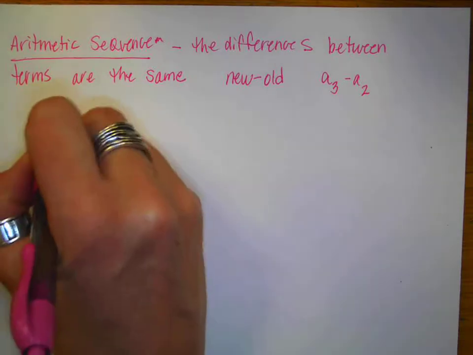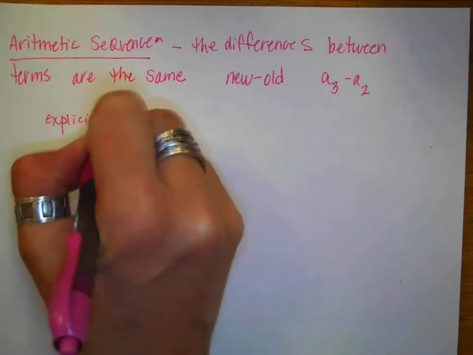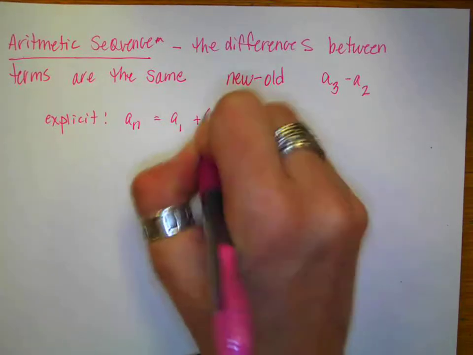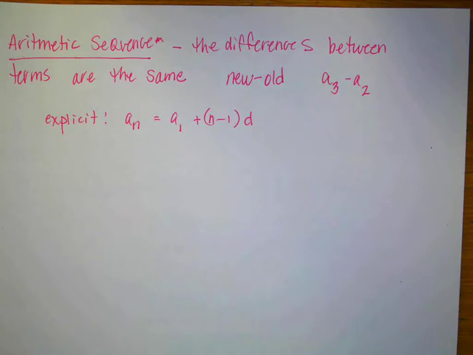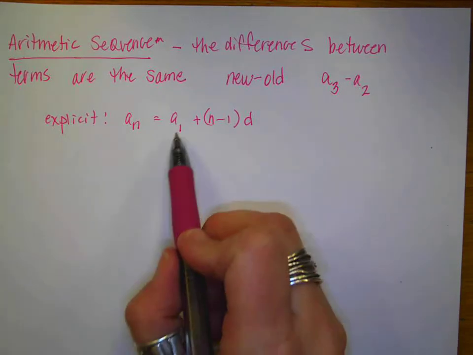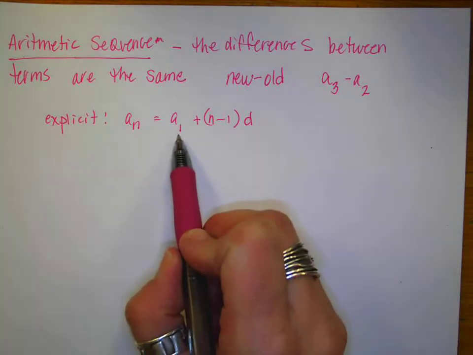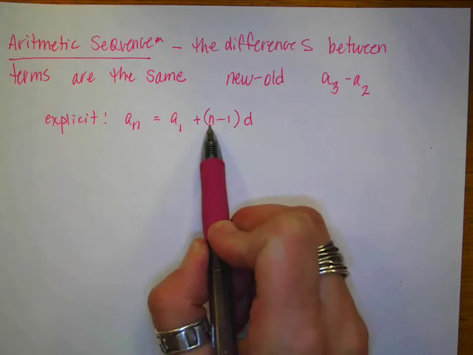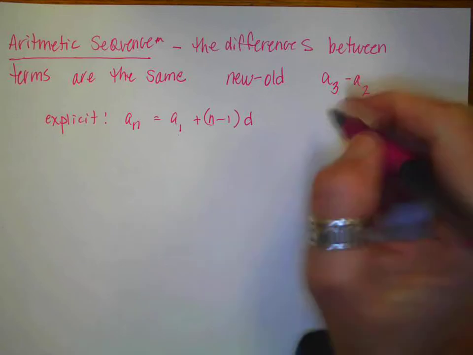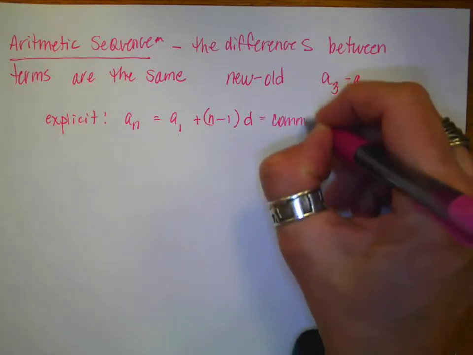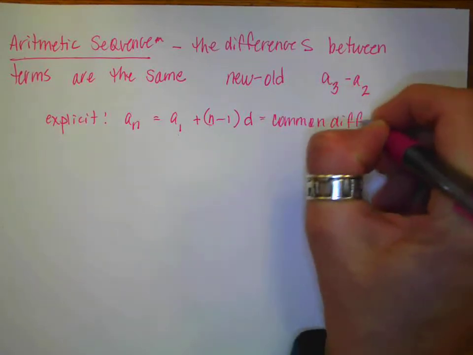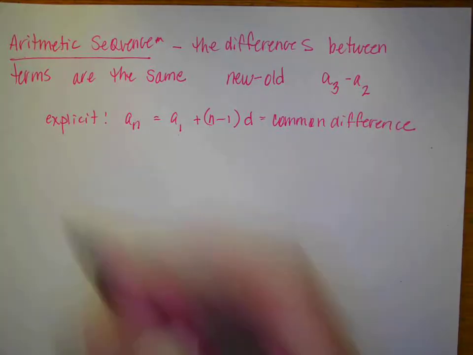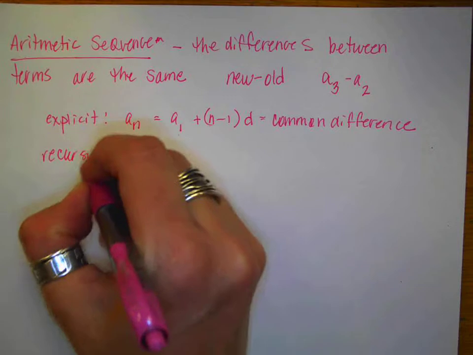All right, and again, I have 2 ways of writing formulas for an arithmetic sequence. I can write an explicit formula, and that would be the one that I've already written. So here's the explicit formula. This explicit formula says use the first term in the sequence, or wherever we're starting, plus the term's position minus 1 times d, and d is called the common difference. And again, I can find that if it's not given by doing new minus old.